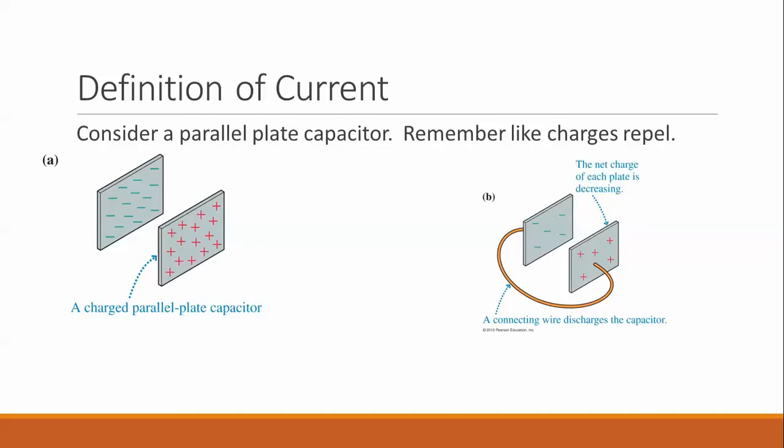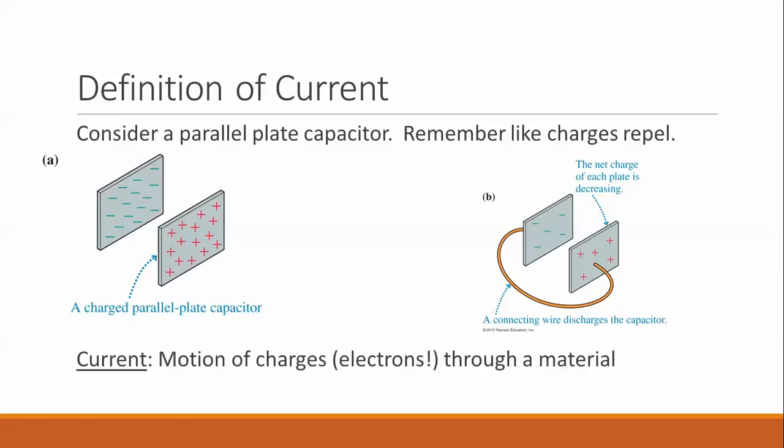If I connect the two plates together into a circuit, those positive charges are going to want to get away from the positive charges, and the negative charges are going to want to get away from the negative charges. So the net charge in each plate will decrease as the charges separate from each other. As these charges move, we're going to create what's called a current. A current is when charges move, and it is the electrons that move through a material.